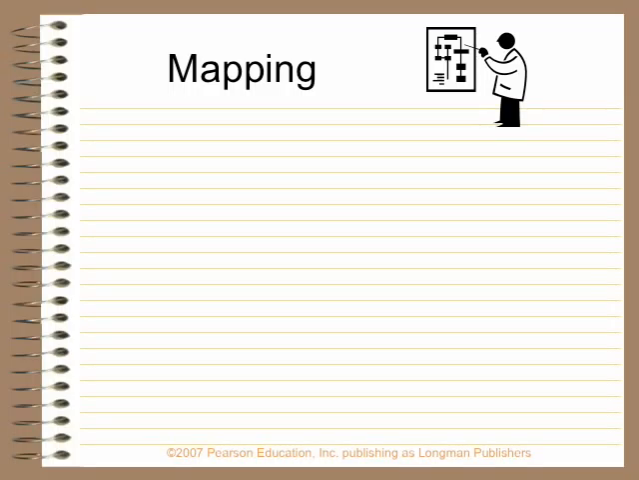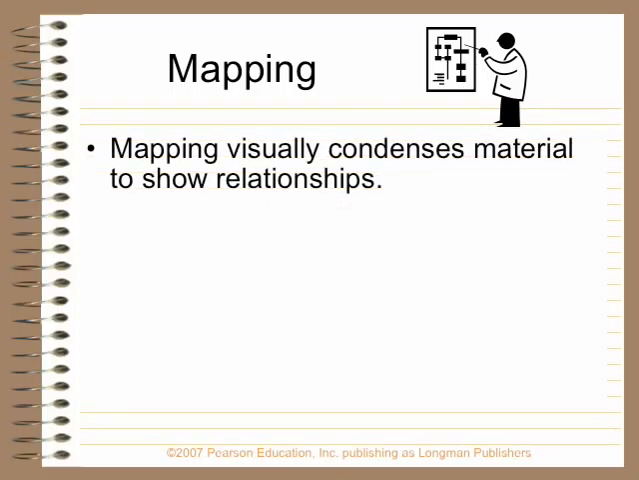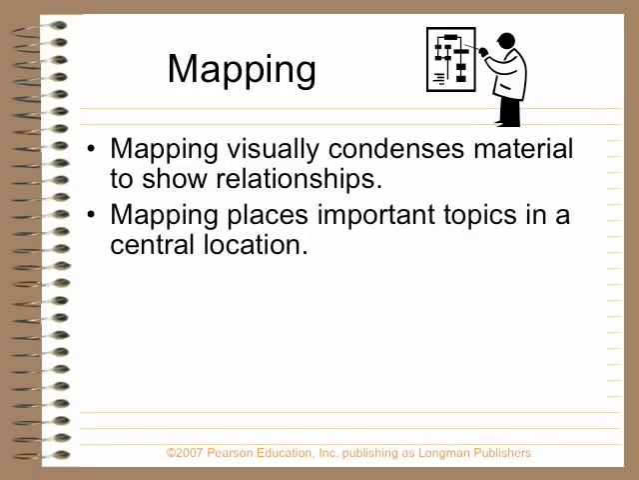Mapping, our fifth and final textbook learning activity. Mapping is the visual representation of your ideas, so it's way more exciting to look at than a simple outline. It's usually for more of the creative mind or those that are in marketing and showing a visual presentation of material. Mapping visually condenses material to show relationships.